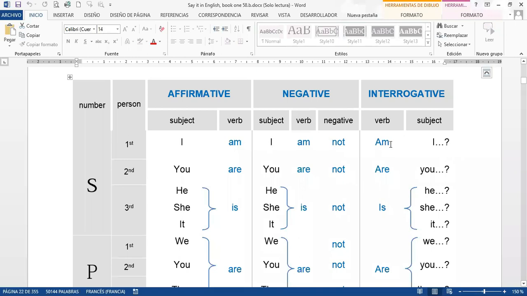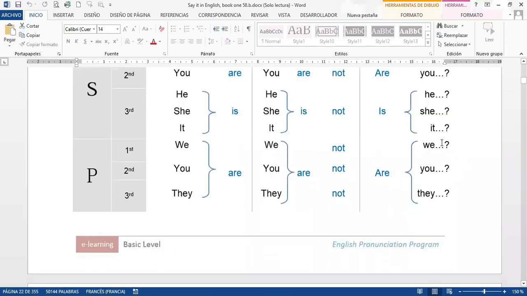And then we have the interrogative form. Am I, for example, am I your teacher? Yes, you are. Negative, no, you aren't. Are you my students? Yes, we are. Negative, no, we aren't. Is he a student? Yes, he is. Or no, he isn't. Is she a student? Yes, she is. No, she isn't. Is it a pencil? Yes, it is. Or no, it isn't. Are we students?